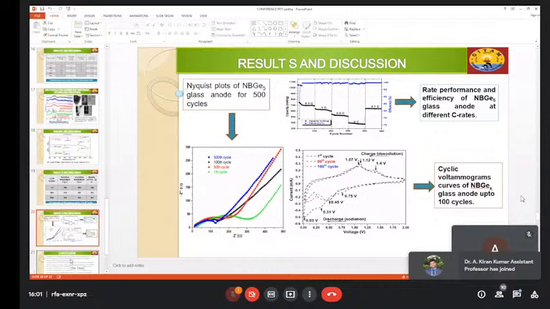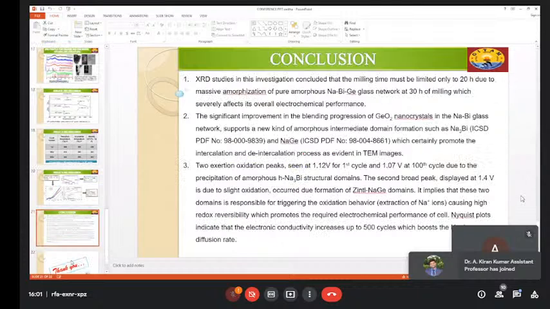Finally, in conclusion, I noticed that my sample has high capacity and good Coulombic efficiency at 1.12 volts for the first cycle and 1.0 volts for 100 cycles, due to the preparation of amorphous material with high structural domains.